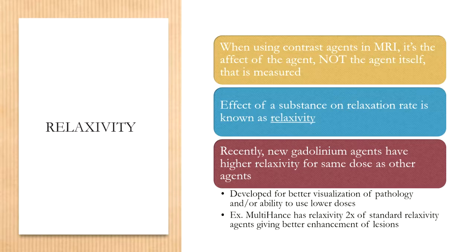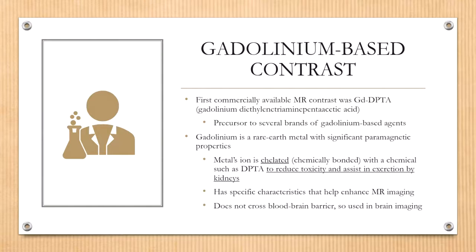And so one example of this type of contrast is MultiHance, and you may or may not have been able to use it in clinic. Some places use it, some places don't. But it does have a double dose or double relaxivity influence as compared to standard gadolinium that is single dose. So as you can see, the dosage as well as the relaxivity of the agent influence how it interacts with the magnetic field and therefore how it interacts with the water molecules.